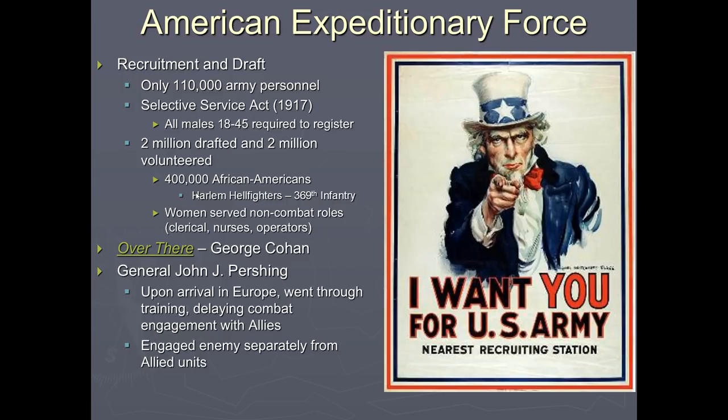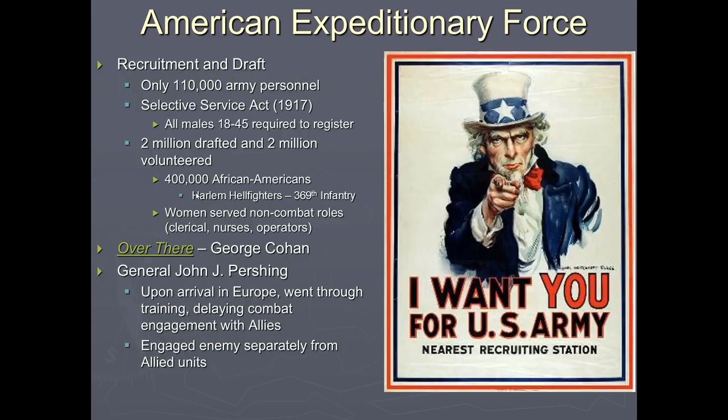John J. Pershing was the leader of the American Expeditionary Force, which is the U.S. Army. We're going to recruit, and we're going to pass the Selective Service Act in 1917, which requires all men from 18 to 45 to register. And 2 million men were drafted, and 2 million men volunteered.